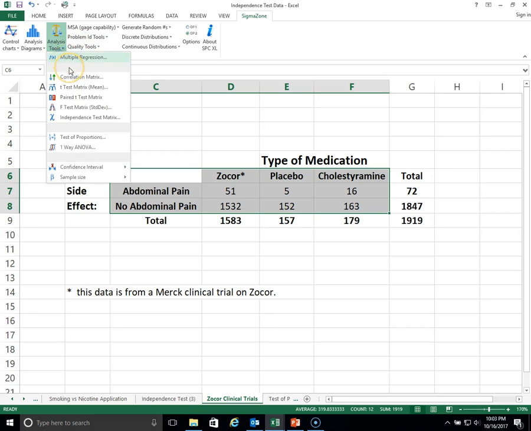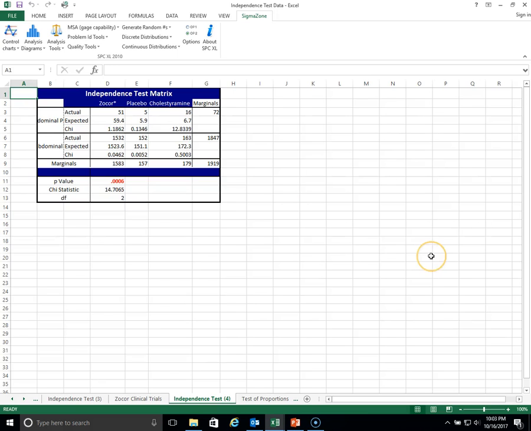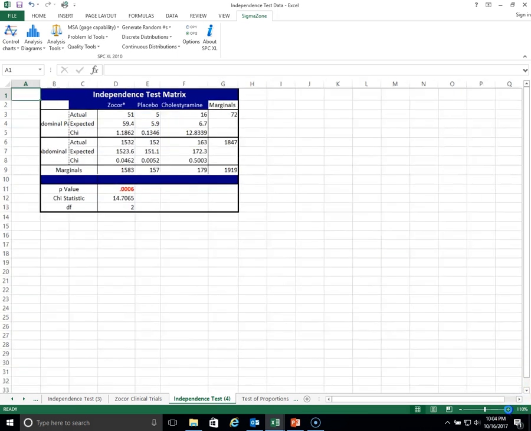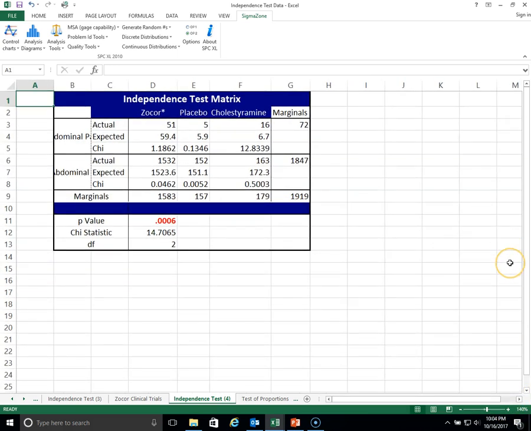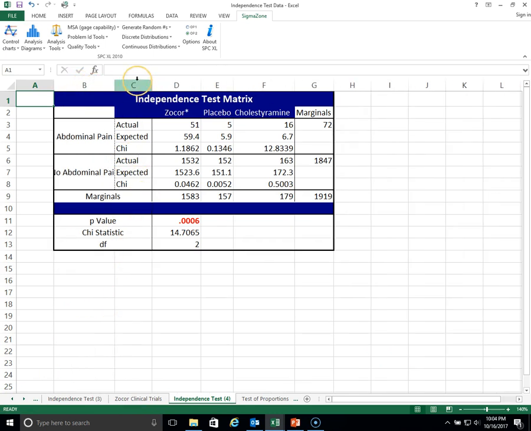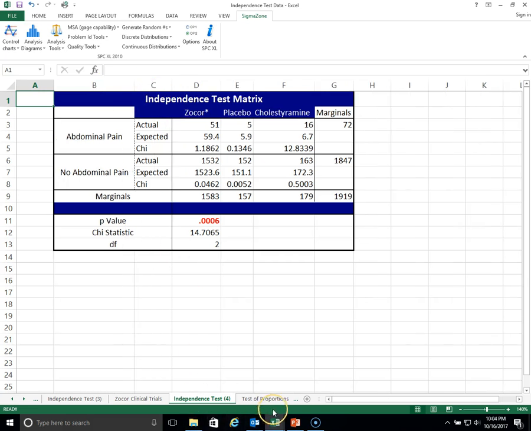We go to Analysis Tools. We look at the Independence Test matrix. That's our data, and out comes, believe it or not, a very significant, highly significant p-value. 0.006 means we can be about 99.94% confident that there is a relationship between this cholesterol medication and the abdominal pain, whether we have it or we don't have it on the left-hand side.